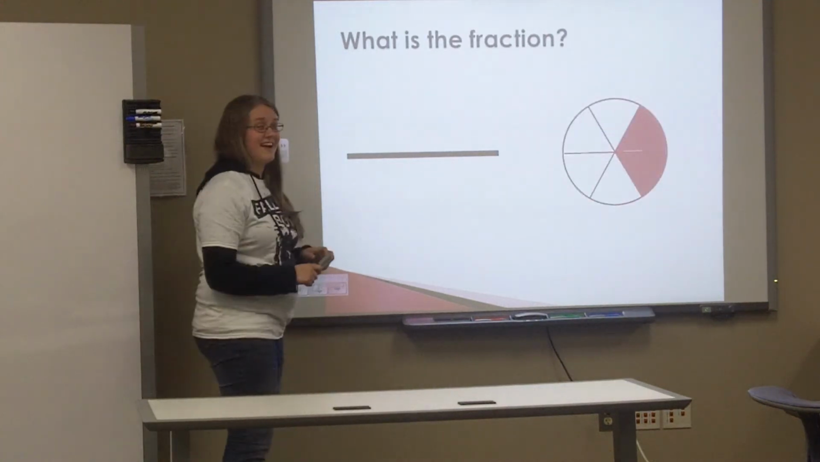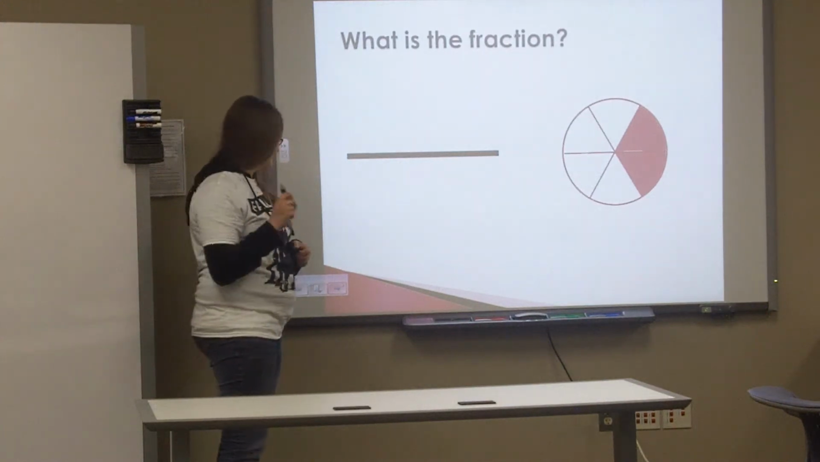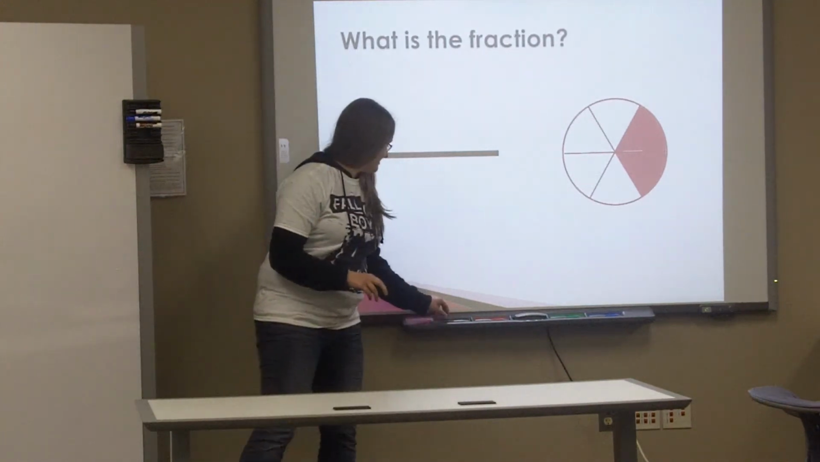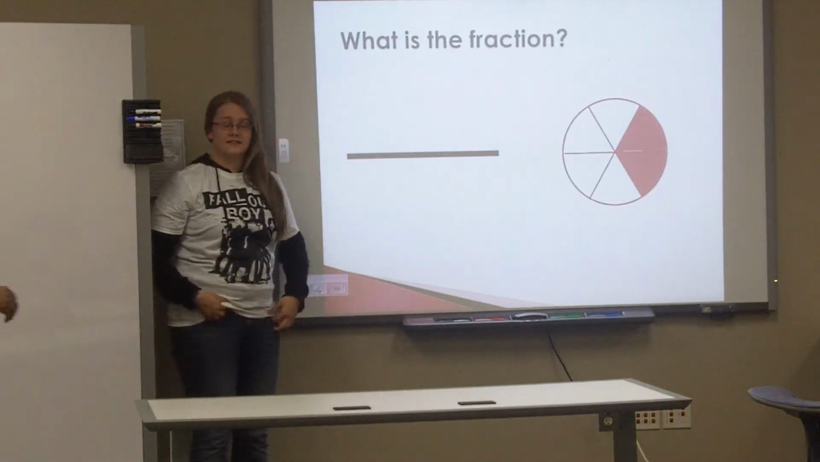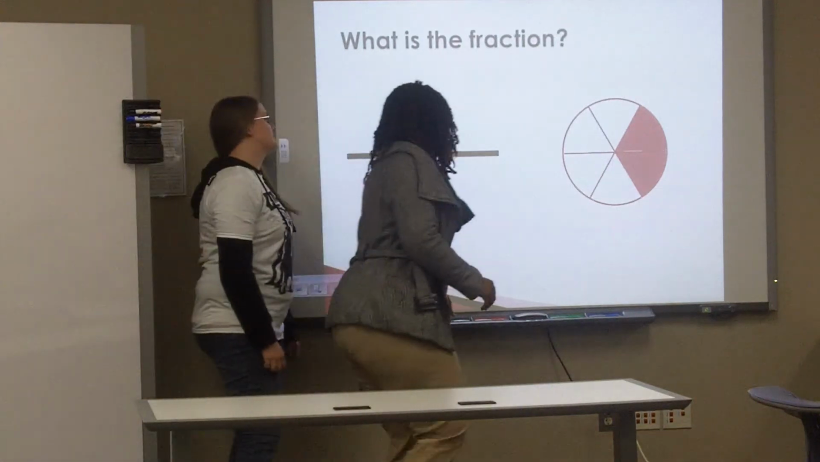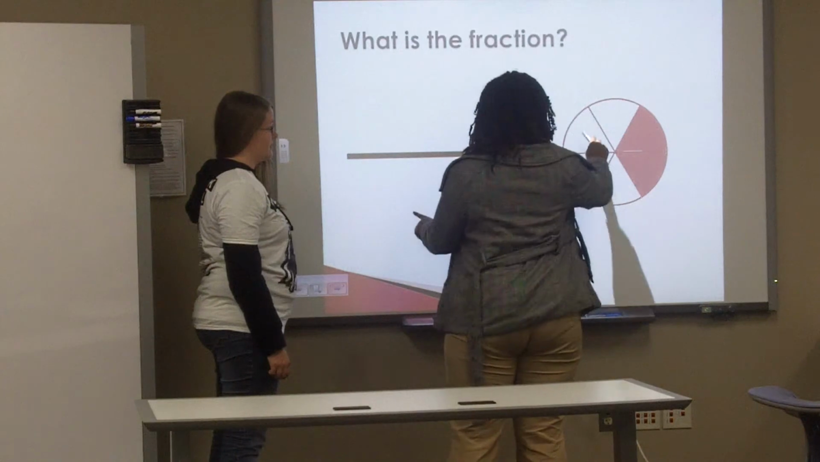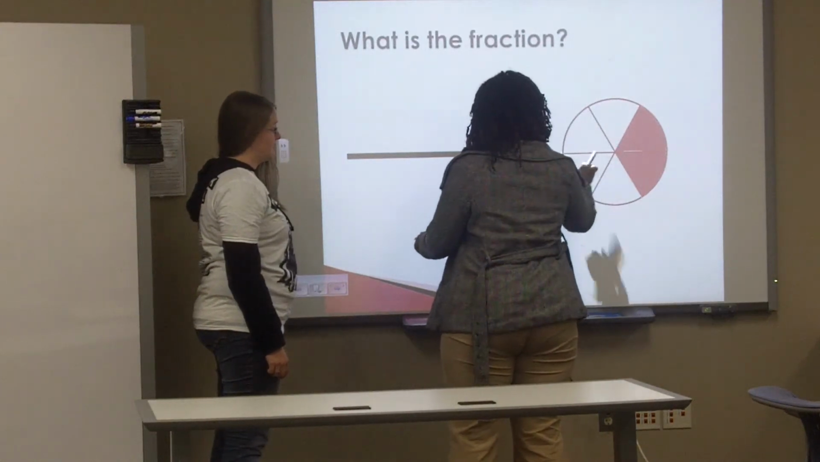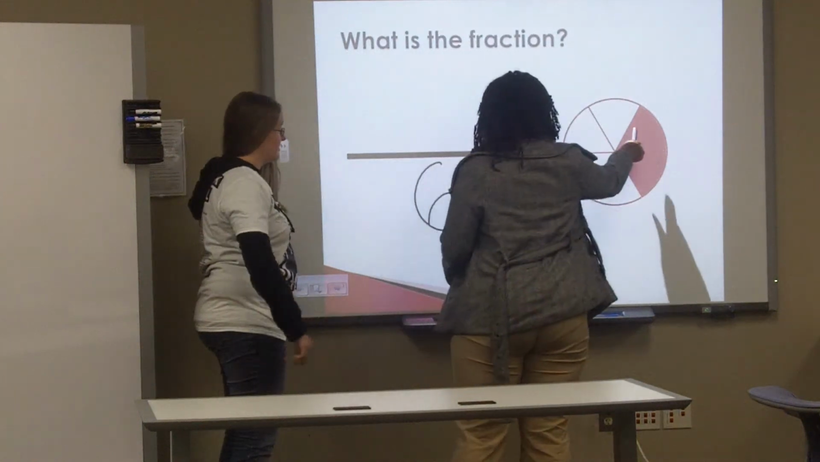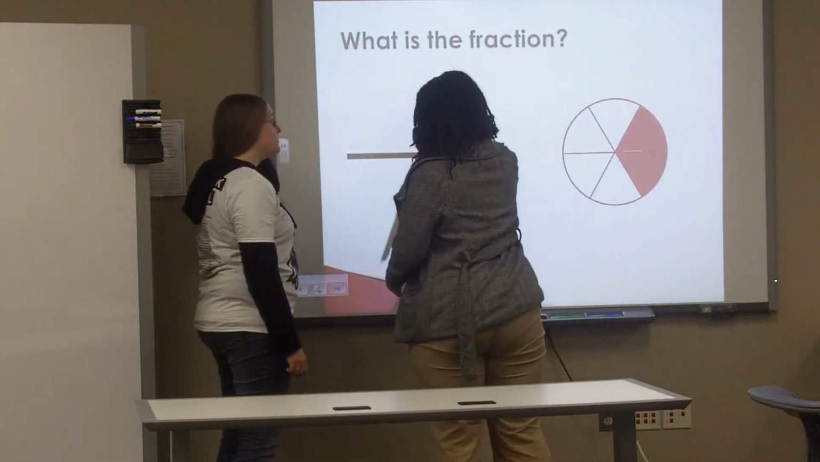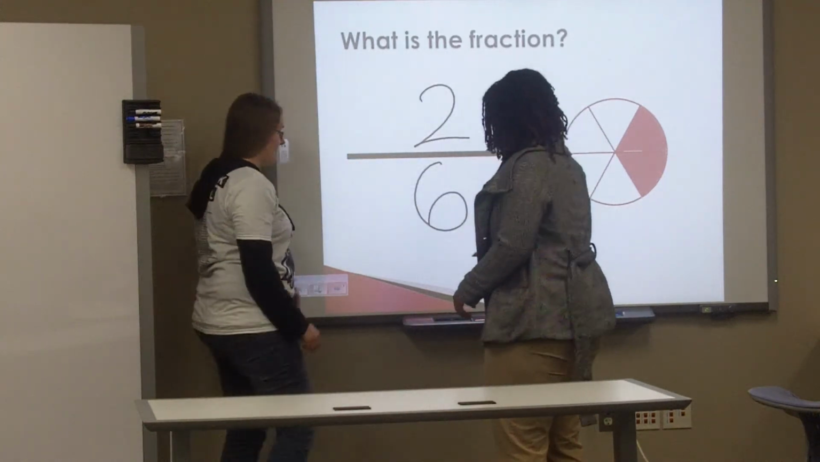Alright, so could I have someone come up to the board and do this one? Rita. So how many parts are there all together? The denominator has 1, 2, 3, 4, 5, 6. Very good. And took away 2 pieces. So this fraction would be 2/6. Very good, Rita.